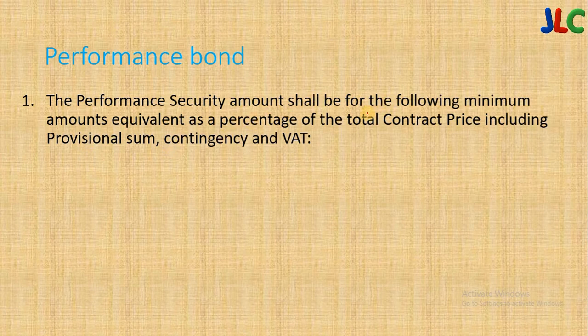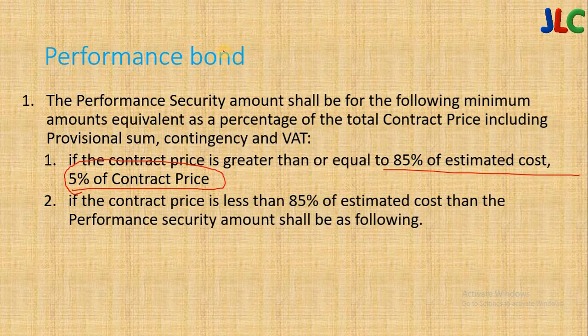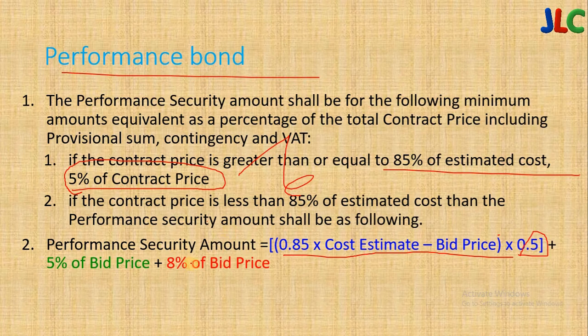The performance bond shall be a minimum amount equal to, if the contract amount is greater than or equal to 85% of the estimated, then only 5% of the contract amount will be the performance bond. But in case it is below 85%, then by how much below it was, we will consider 50% of it to be additional performance bond. And in case of front loading, 8% of the bid price is also added.